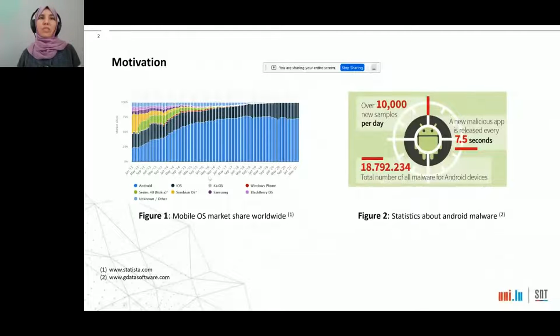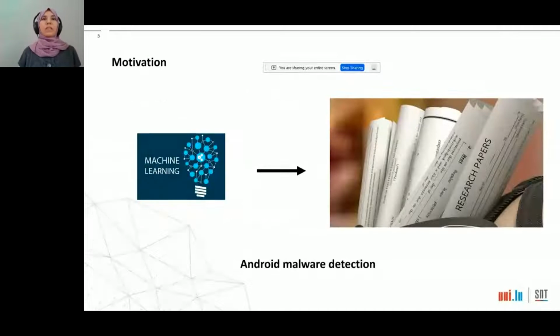So as you know, Android is very popular among mobile users since it has maintained the highest market share over the last 10 years. But Android is also a victim of its own success since attackers target Android to spread their malicious applications. To tackle the spread of Android malware, many approaches have been proposed in the literature leveraging machine learning techniques. But malware still finds its way to mobile users.